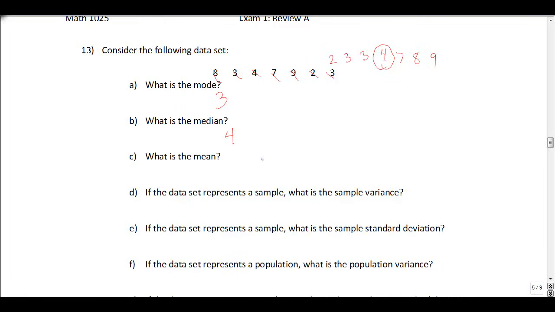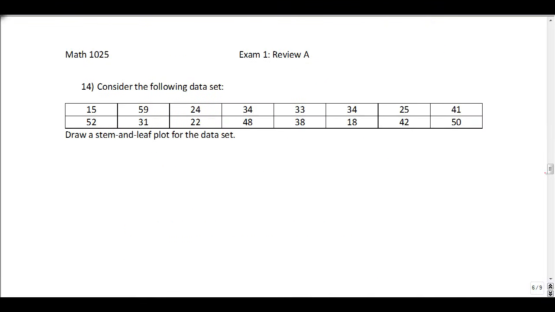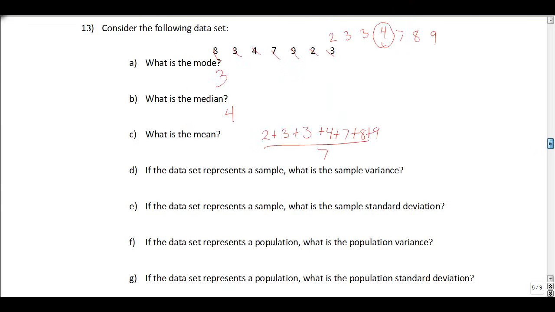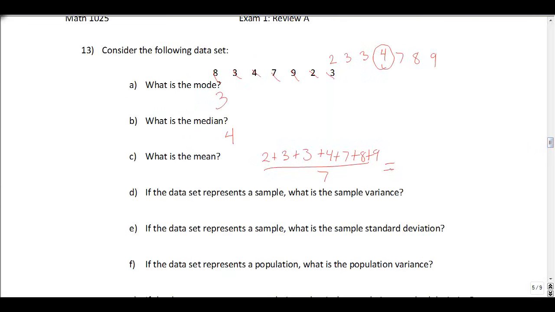Now the mean, this is sort of the average, the way that people normally think of this. So what you do is you do 2 plus 3 plus 3 plus 4 plus 7 plus 8 plus 9, and we divide by 7. What you get, let's see, 2, 5, 8, 12, 19, 26, 35 divided by 7. That's actually going to work out to be 5. So your mean is 5, mode is 3, median is 4.